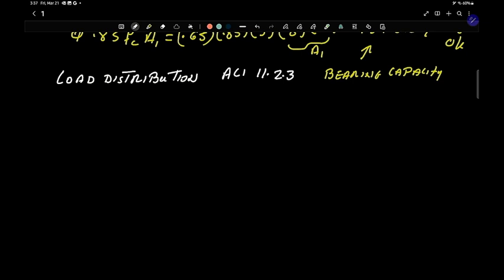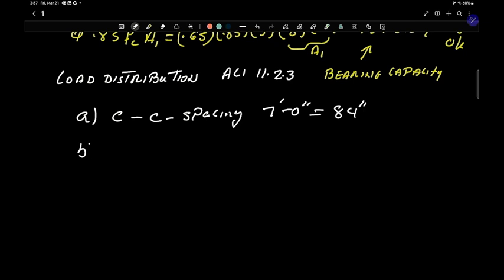So for A, we're going to have the center to center, which was the spacing, 7 feet 0 inches. And that one comes out, times 12, to 84 inches.